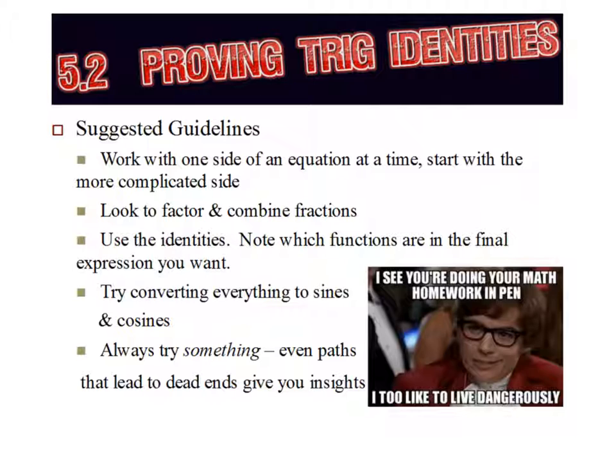Another thing, basically what we've been doing, anytime that you can factor, look to do that. If you have fractions, get a common denominator, get them combined. Obviously, we're going to be using all of our identities. To help you decide which identities, look at what's in the final expression. What are you trying to show? If it has sines and cosines, then go that route. If it has tangents, go that route. If you have a lot of different types of functions, we typically will convert everything to sine and cosine because everything can go back to that.